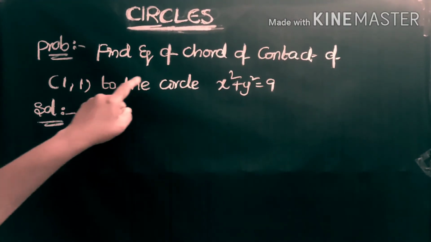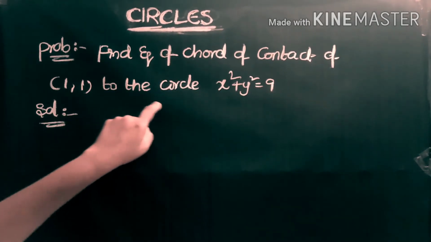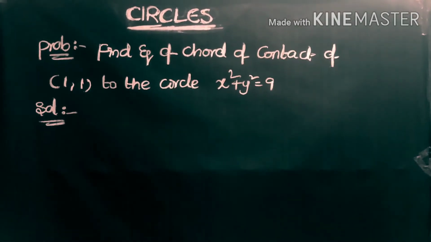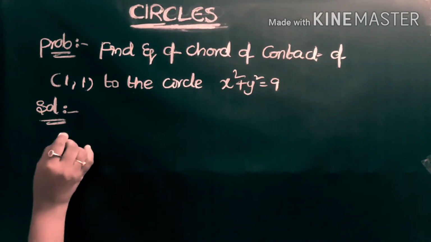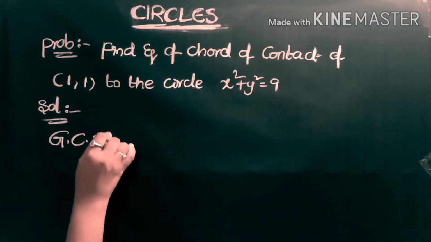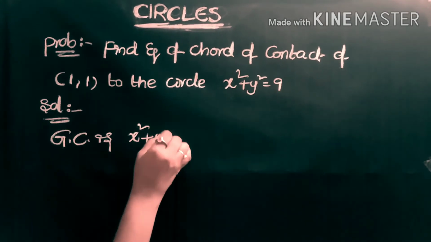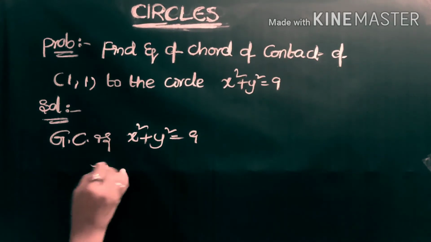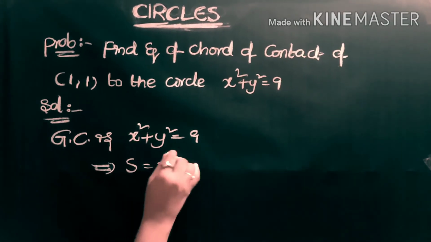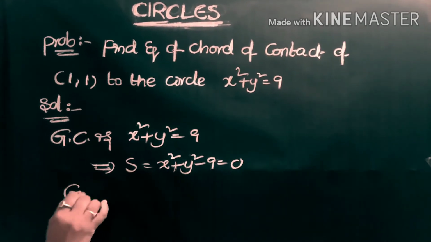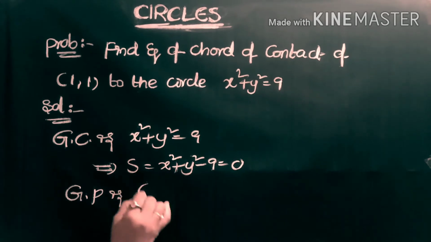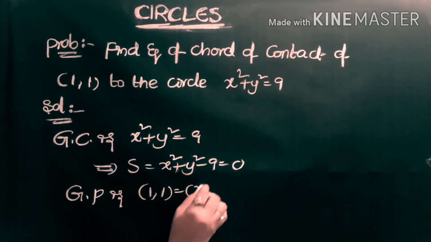Next problem: find the equation of the chord of contact of (1, 1) to the circle x square plus y square equals 9. Here also we want to find the equation of the chord of contact. So first we take the given circle, x square plus y square equals 9, which we write as S equals x square plus y square minus 9 equals 0. Next the given point is x1, y1 equals 1, 1.